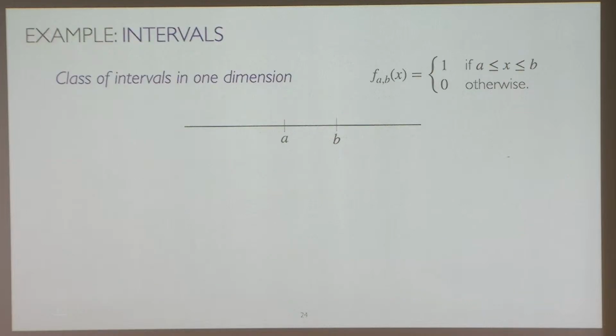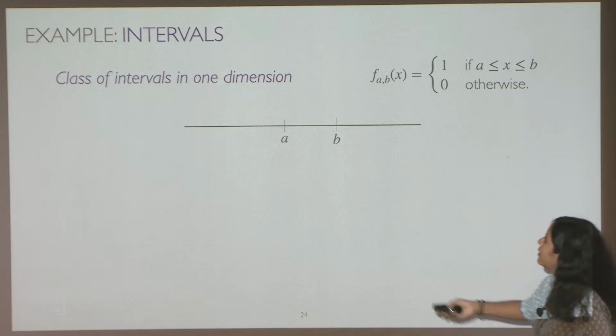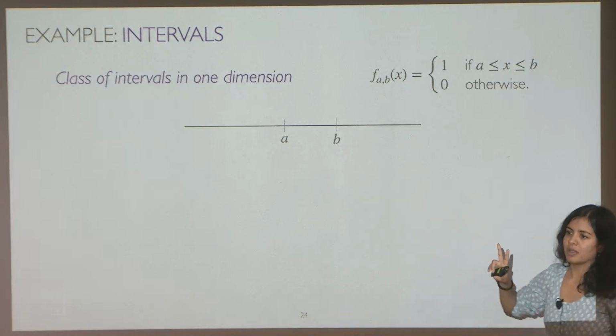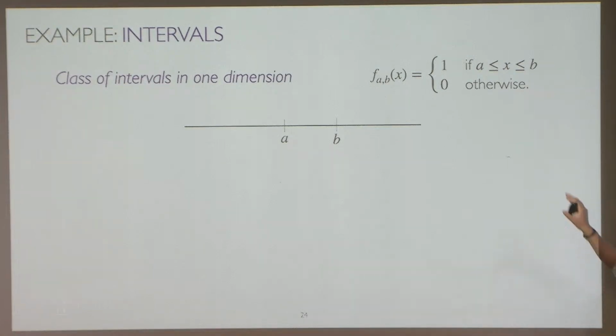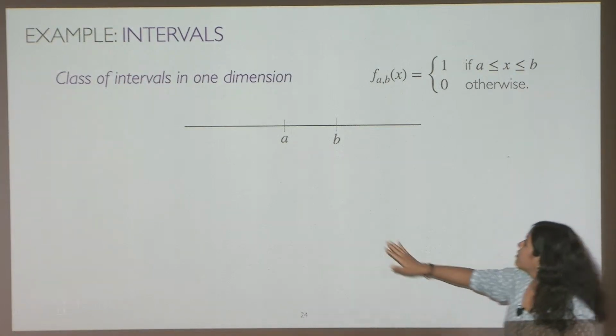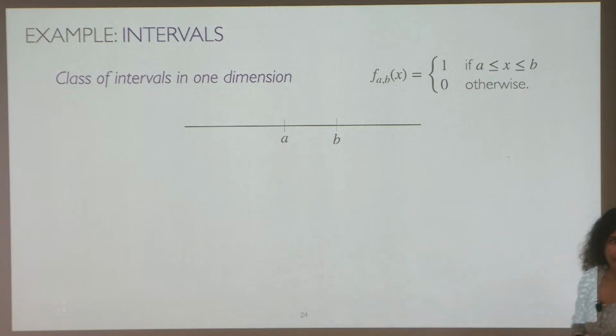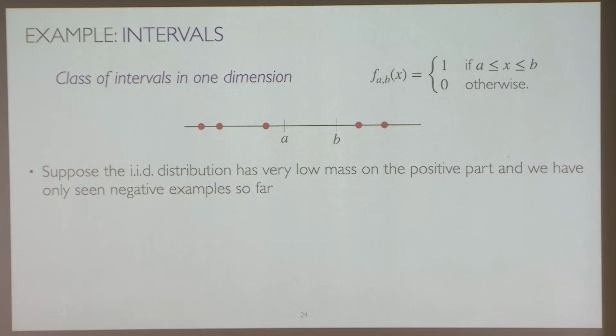Okay, let me motivate this by considering the example of intervals. Now I'm just going to make the problem slightly harder, and I'm going to put A and B. So now you have to learn 2 parameters instead of 1. The VC dimension of this class is 2. And you're going to be positive only in this region between A and B and negative everywhere else. Okay, so what can happen here? Suppose that the distribution has very low mass on the positive part. So we have only seen negative examples so far.